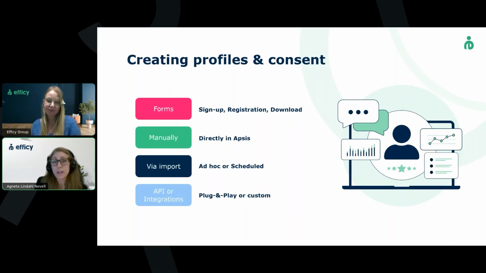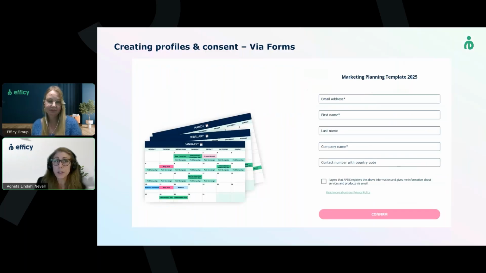We also offer the possibilities, of course, to create profiles using API or integrations. We have plug and play integrations, or you can build your own fully custom. And the One API is available. It allows your systems to talk to Apsis One in real time, creating or updating profiles automatically, and ensuring that consent is always recorded correctly. But let's move over to the how, starting with forms.